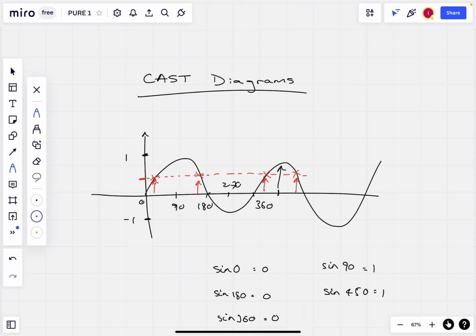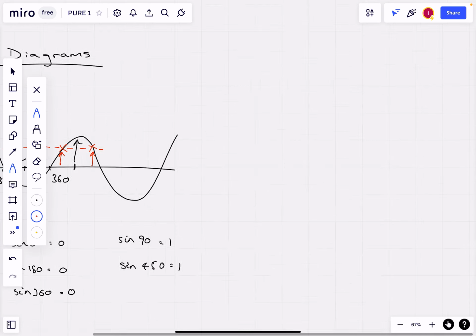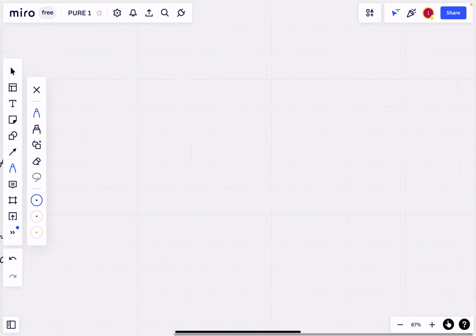I wouldn't suggest doing that, because in a sketch, it's very hard to determine where, let's say, 0.23 is on the y-axis. It's almost impossible. There's no scale when you have a sketched diagram. So instead, we use the cast diagram. Here's how the cast diagram works.